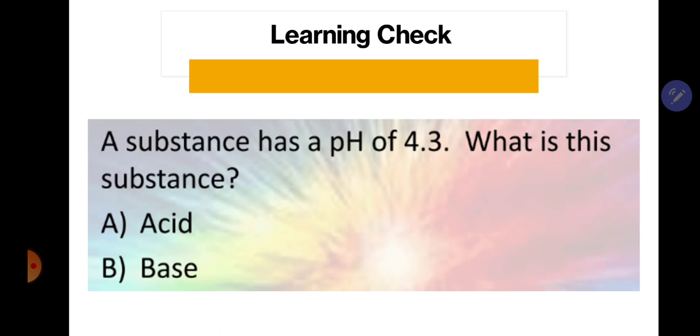So take a minute. If a substance has a pH of 4.3, is it an acid or is it a base? Go back in if you need to check yourself.